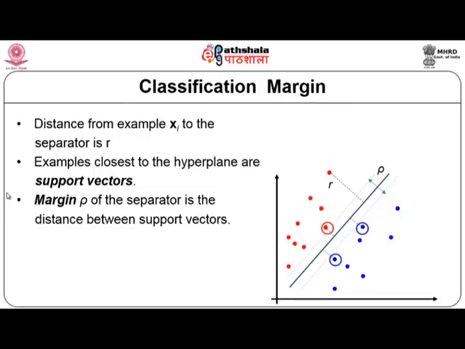So, now you have a plane, you have the distance of any example from the hyperplane, and then you have the examples closest to this hyperplane, where the distance is the least, which are called support vectors, and the margin is nothing but the distance between the support vectors. This r, which is the distance, can be written as w^T xi + b divided by the norm of w, that is the weight. So, this is r, the distance between the plane and the example.